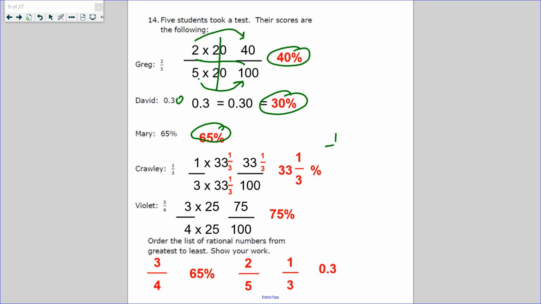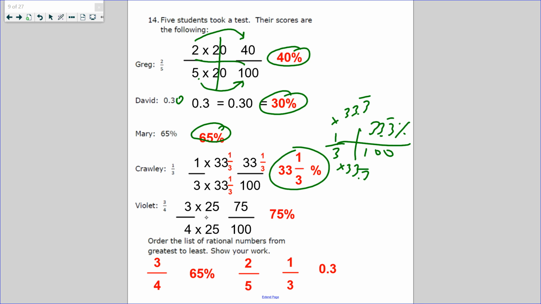1/3. Again, if you forgot, how do you build a third to 100? Times 33, times 33, but that'll be 99. So times 33.3, repeating bar, so 33.3%.